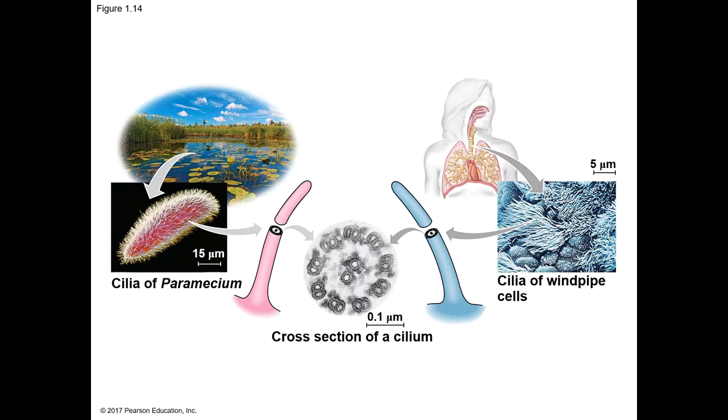If you look here on the left side, you've got cilia on the exterior of a paramecium that allow it to maneuver. If you take a cross-section of the cilia, you'll see that it's identical to the cilia of the windpipe of human organisms. So they are structurally identical. This is just to show that there's a lot of unity throughout different types of structures.